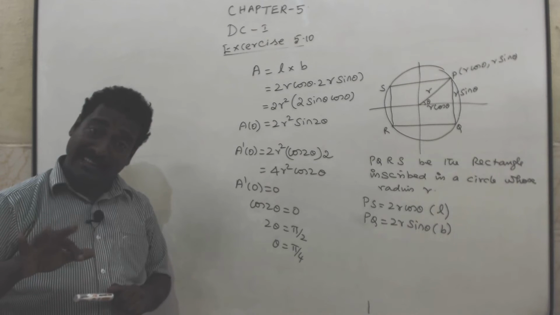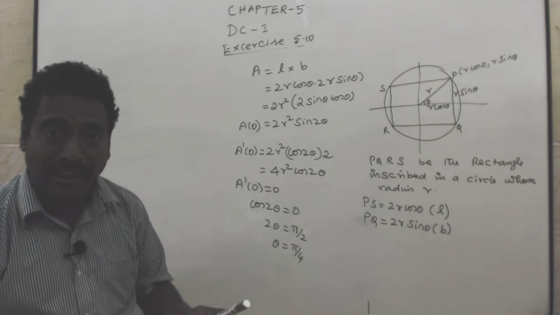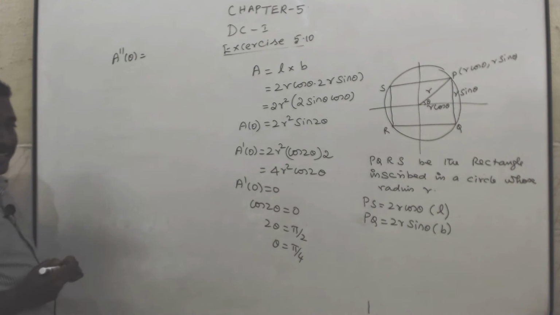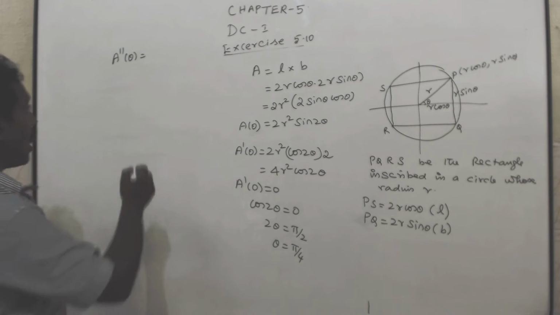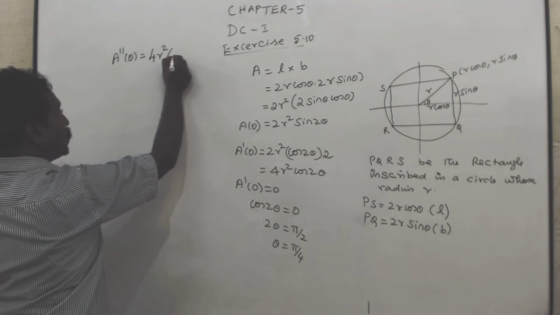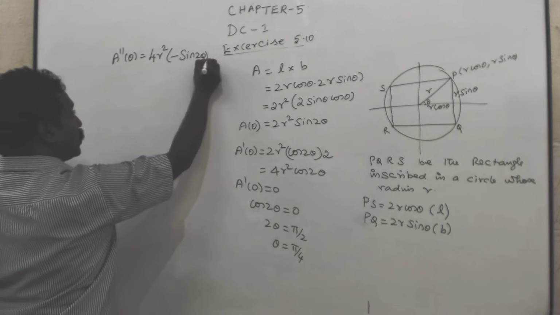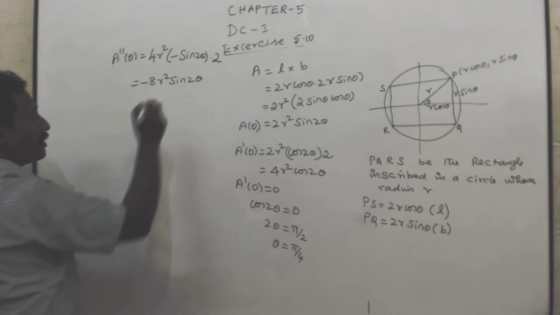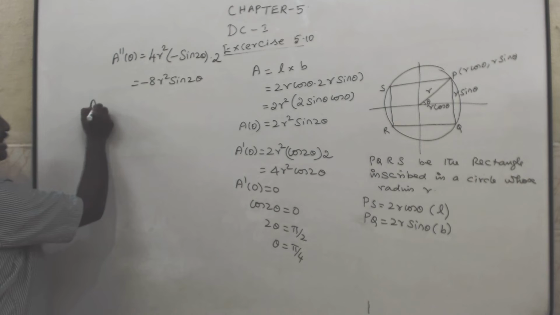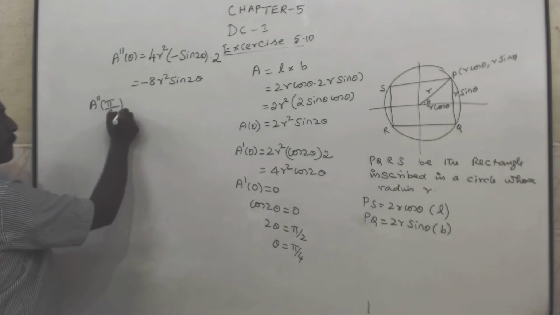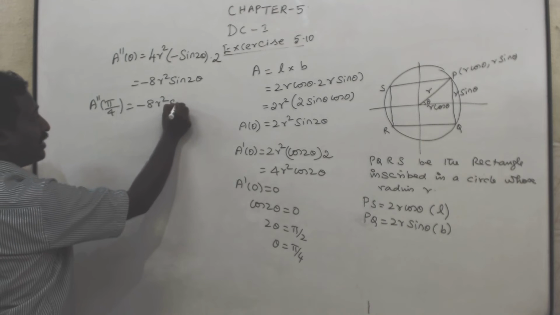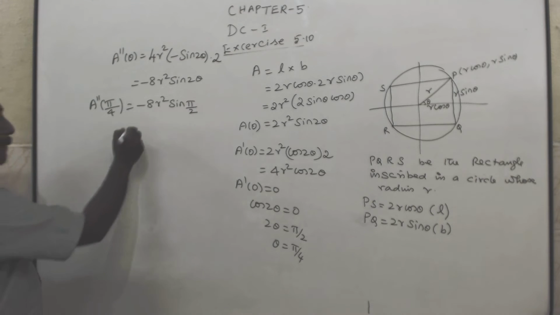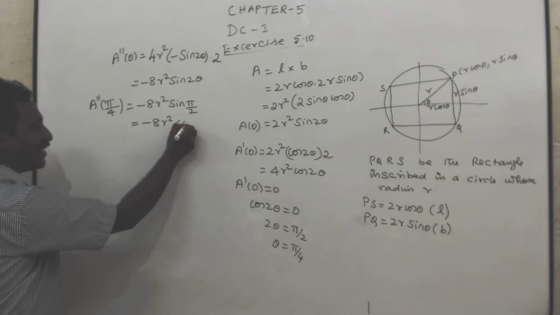Next, we have to verify either it is maxima or minima. How can you verify? That is A double dash of theta. 4r square is constant, cos 2 theta differentiation is minus sin 2 theta into 2, so minus 8r square sin 2 theta. Then substitute theta equal to pi by 4: minus 8r square sin 2 pi by 4, which is pi by 2, so minus 8r square, negative.